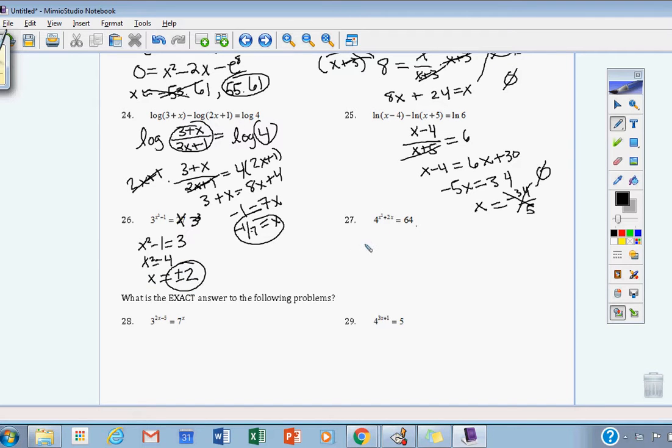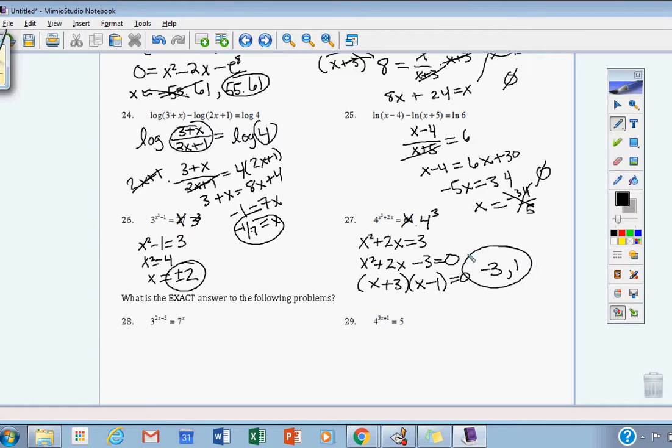Over here, same thing. We can actually convert this to 4 times 4 is 16 times 4 is 64. So 4 to the third power there. So now I have x squared plus 2x equals 3. So x squared plus 2x minus 3. Get those instincts right. We want to get everything to one side, other side equals 0. x plus 3 times x minus 1 equals 0. So that's where we're getting our two answers of -3 and 1 for that problem.